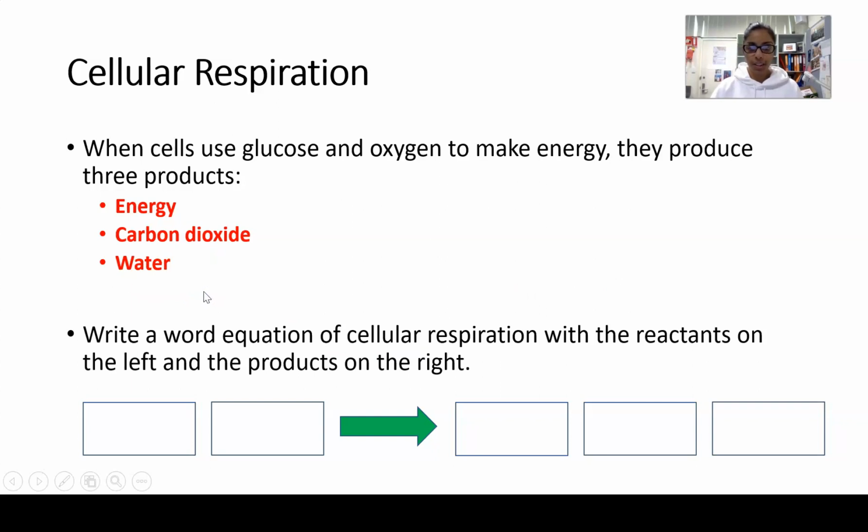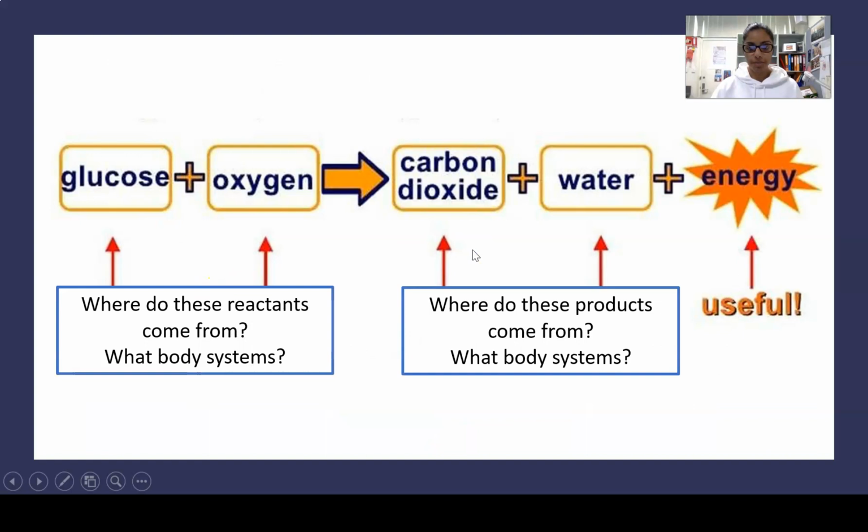So what I'd like to do right now is to pause the video and see if you can write out a word equation. All right, hopefully you were successful in that. This is the word equation that you should have had. Our reactants on the left, glucose plus oxygen, and our products on the right, carbon dioxide gas and water. These are our waste products, and what's crucial is energy, which is our useful substance.